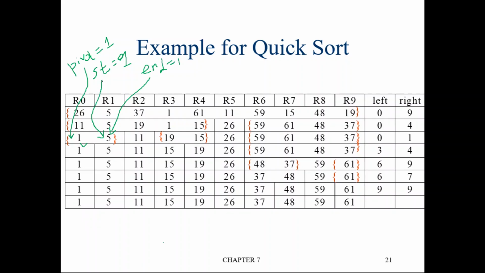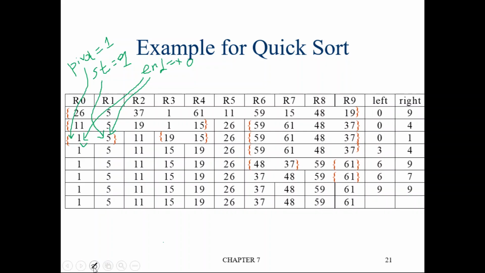Right. Next, come for end. Is the element pointed by end greater than pivot? Yes, 5 is greater than pivot. So decrement end. End will point to 0th location. Again you check. Is the element at end location greater than pivot? Is 1 greater than 1? No, it's not greater than 1. So it will stop.